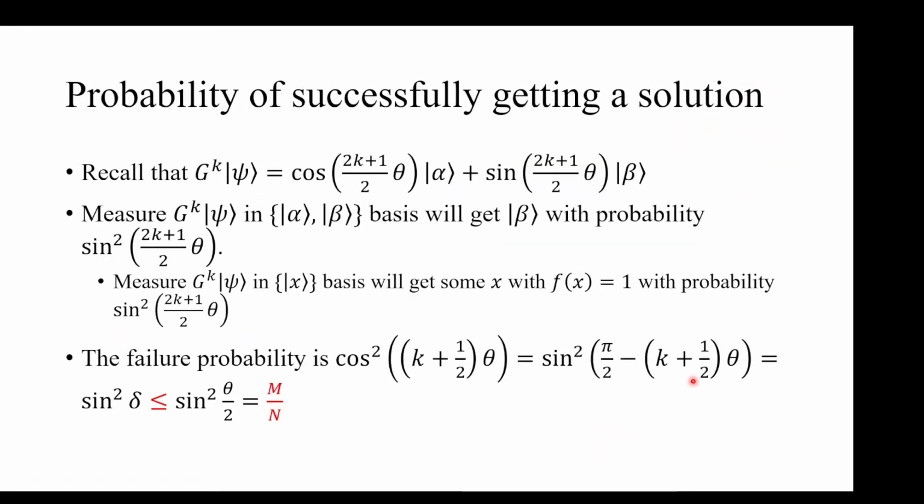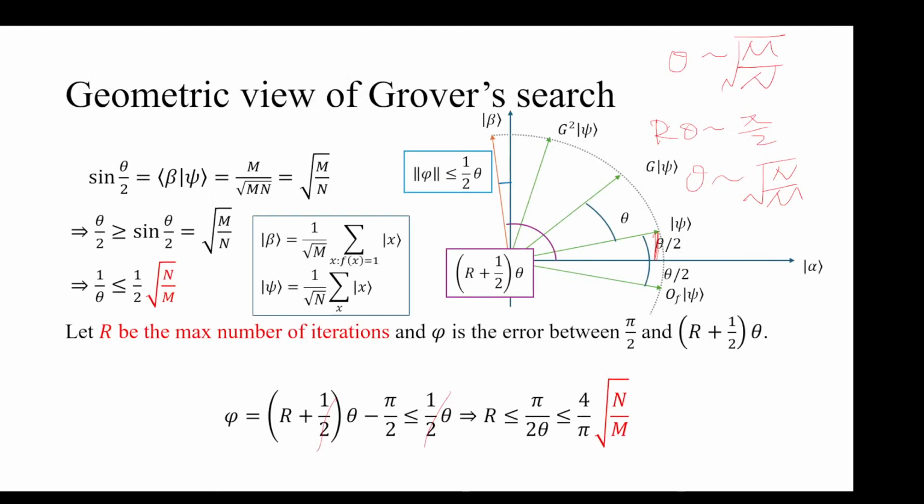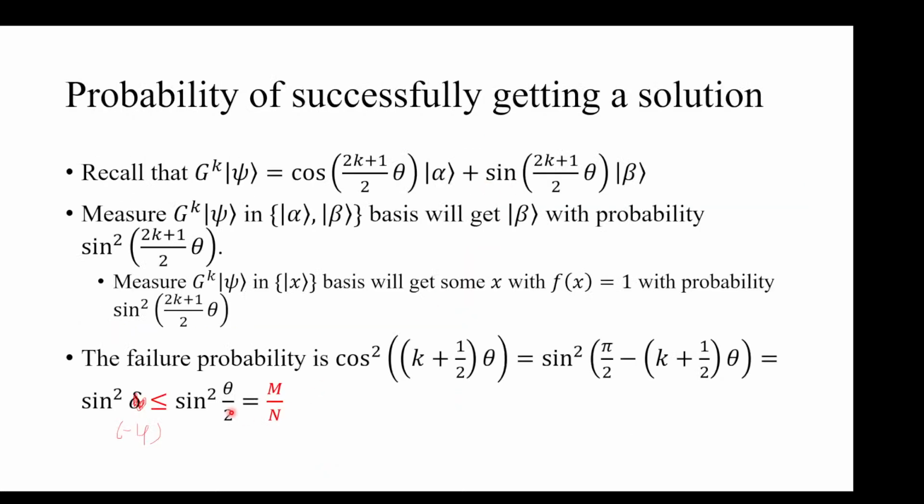Sorry, so I guess we call this phi. One more typo. So this number we call it, this is actually minus phi. Okay, and so this is the overshoot angle. So this angle minus pi over 2 is the overshoot angle here.